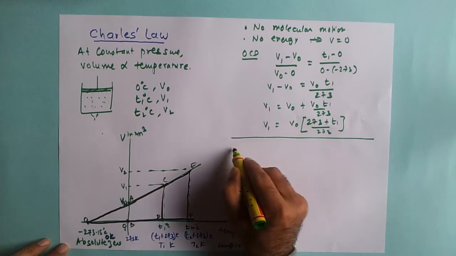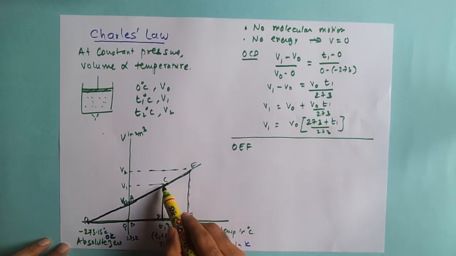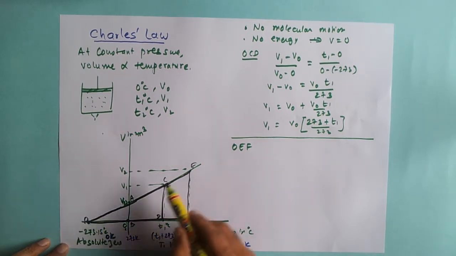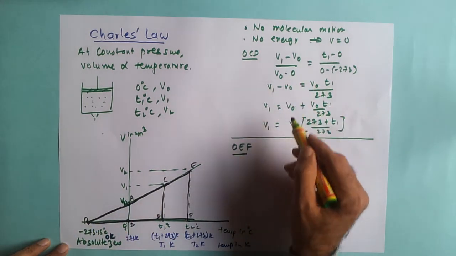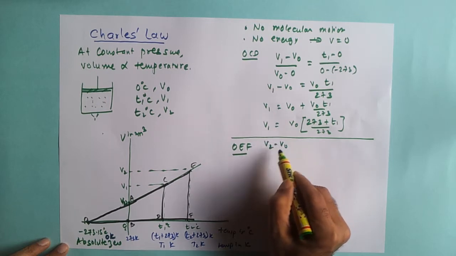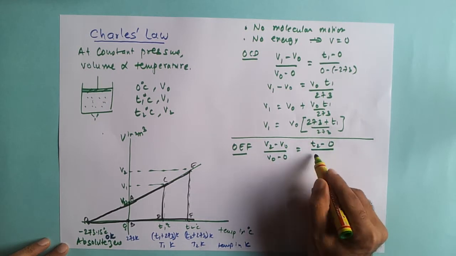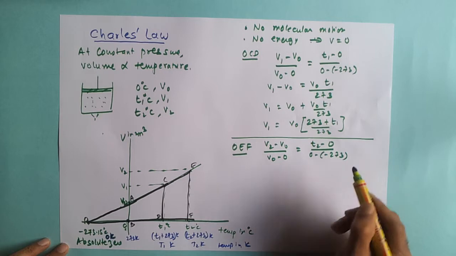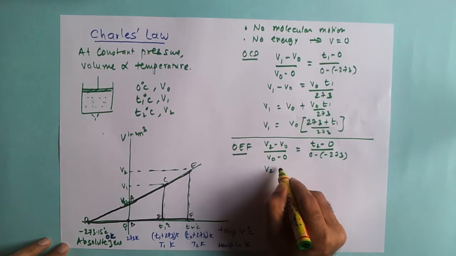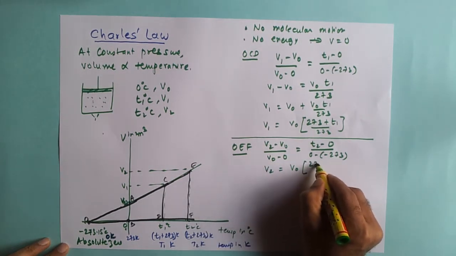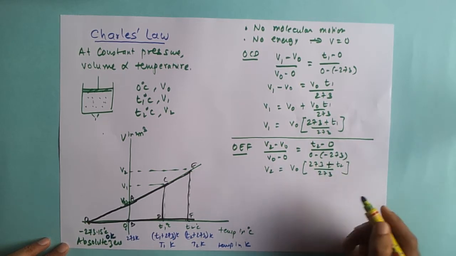And I can do the same for triangle OEF. In the first case, I did between V1, V0 and 0. Now I'll do between V2, V0 and 0. So if I do a similar calculation, I'll get V2 minus V0 upon V0 minus 0 is equal to T2 minus 0 upon 0 minus 273. And if I simplify it exactly in the same way that I have done over here, I'll get V2 is equal to V0 into 273 plus T2 upon 273.